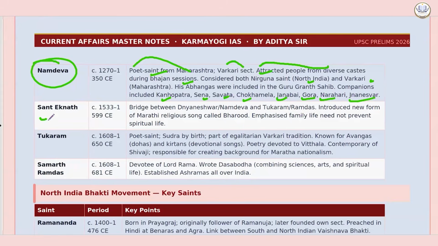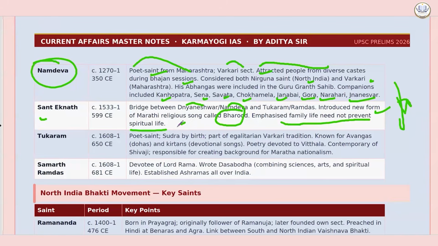Then Sant Eknath, a bridge between Gyaneshwar, Namdev and Tukaram or Ramdas, introduced a new form of Marathi religious song called Bharud. He emphasized that family life need not prevent spiritual life. The culture of Maharashtra is very deep rooted. Specifically, we see so many saints, so many texts and literatures. And when you come to modern history as well, you will find so many great people, so many social reformers. So, we have Sant Tukaram, a poet saint.